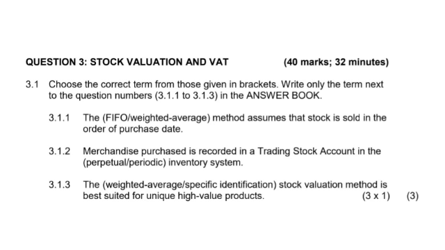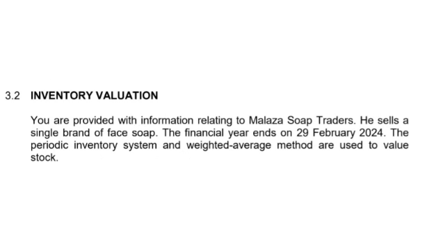And then the last one says the weighted average or specific identification stock valuation method is best suited for unique high value products. Unique high value products means that they're valued individually, so they're identified individually. So the correct answer there becomes the specific identification method, which is for high value, meaning high price goods that you can identify individually.